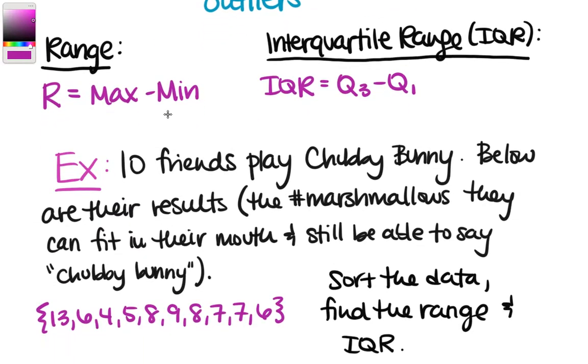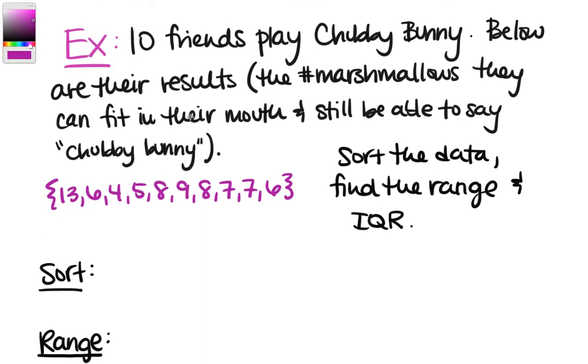Okay, now let's go ahead and do our first example. 10 friends play Chubby Bunny. Below are their results. If you don't remember how Chubby Bunny works, or you never played when you were a kid, you put the big size marshmallows in your mouth and you try to fit as many as you can in there and still be able to say Chubby Bunny understandably without getting marshmallows everywhere. Okay, so below are their results, right? One person was able to fit 13 marshmallows in their mouth and still say Chubby Bunny, which is insane. 6, 4, 5, and so on.